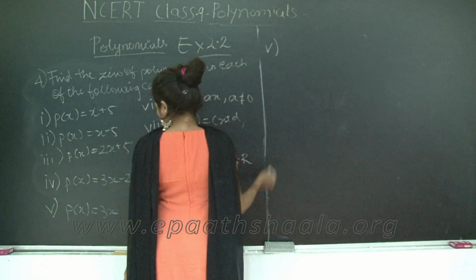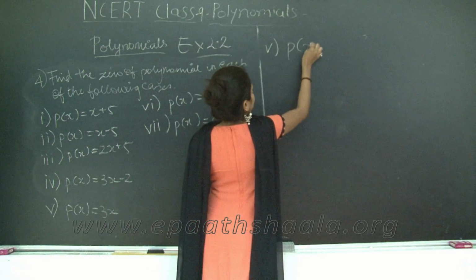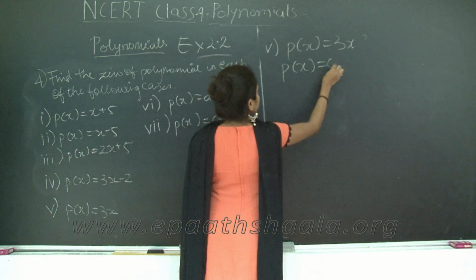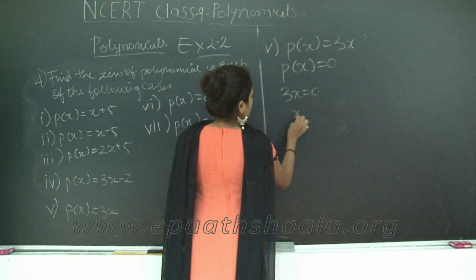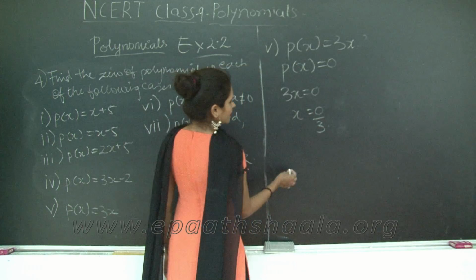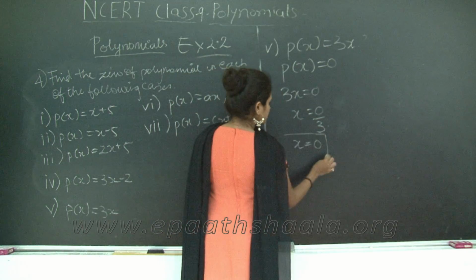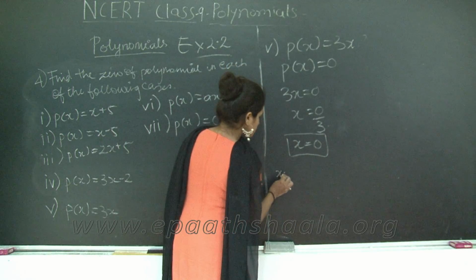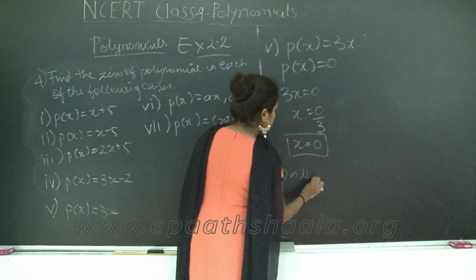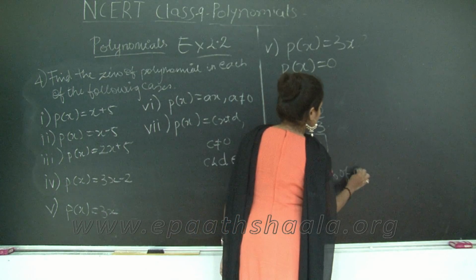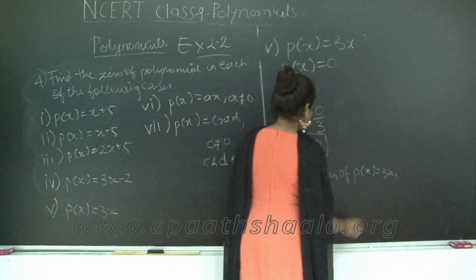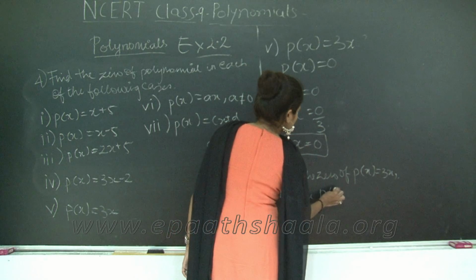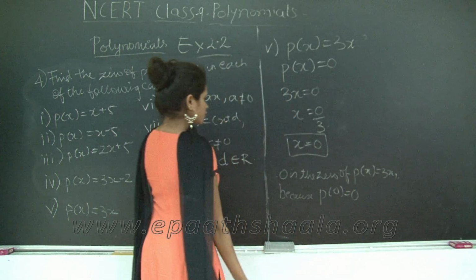Moving on, fifth sum, p(x) is equal to 3x. Again, let's say p(x) is equal to 0. Therefore, 3x is equal to 0. x is equal to 0 divided by 3. 0 divided by anything gives me 0. So, for the value x is equal to 0, you get p(0) as 0. Therefore, x is equal to 0, or 0 is the zero of polynomial p(x) is equal to 3x, because p(0) is equal to 0, right?